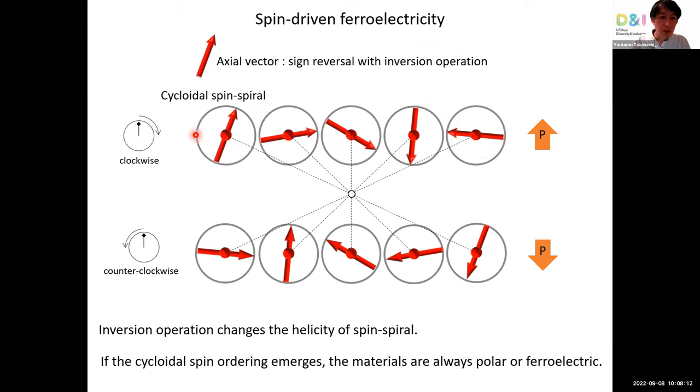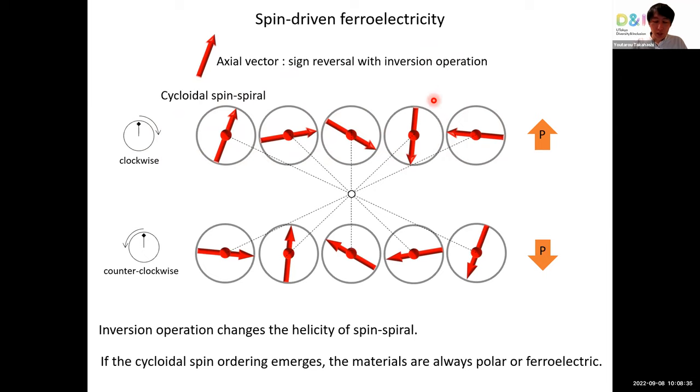Okay, so the spin spiral state is characterized by the helicity. So in this case, you can see the clockwise rotation of the spin spirals from left to right. So this spin structure has a clockwise helicity.